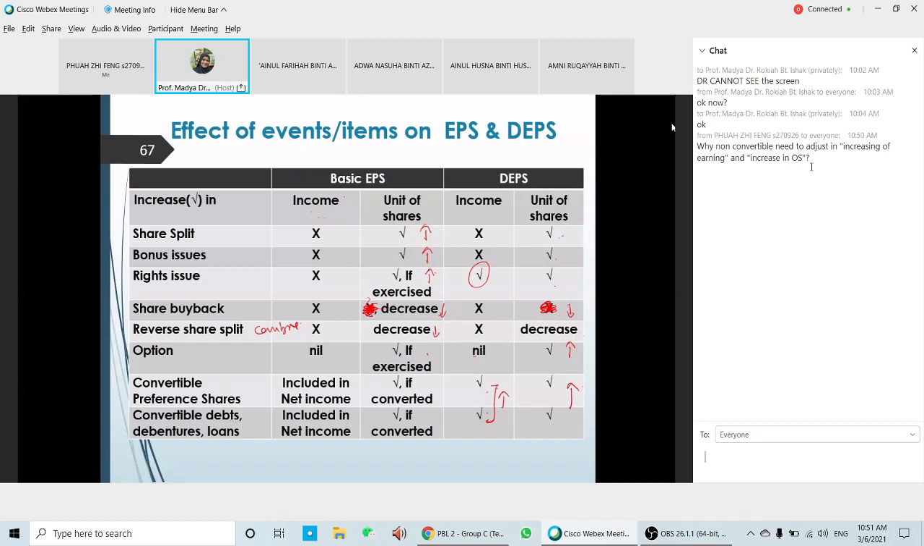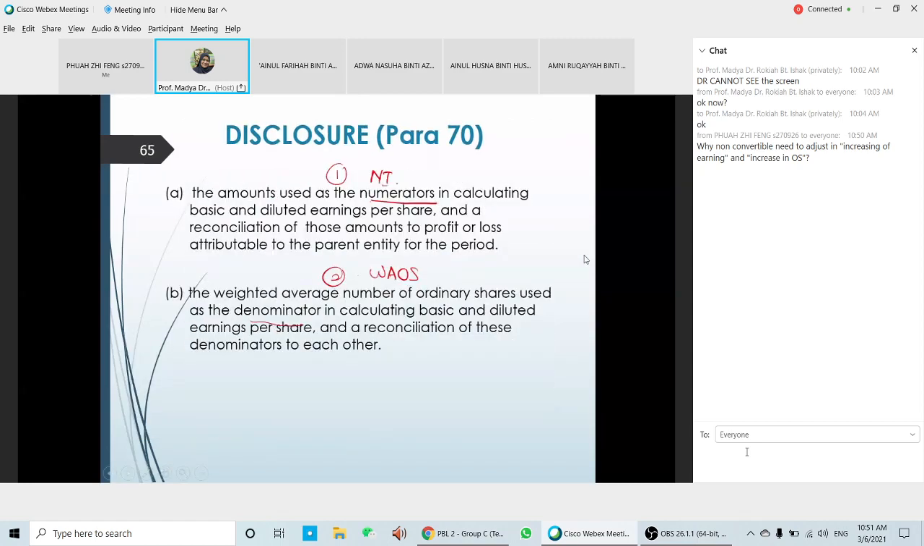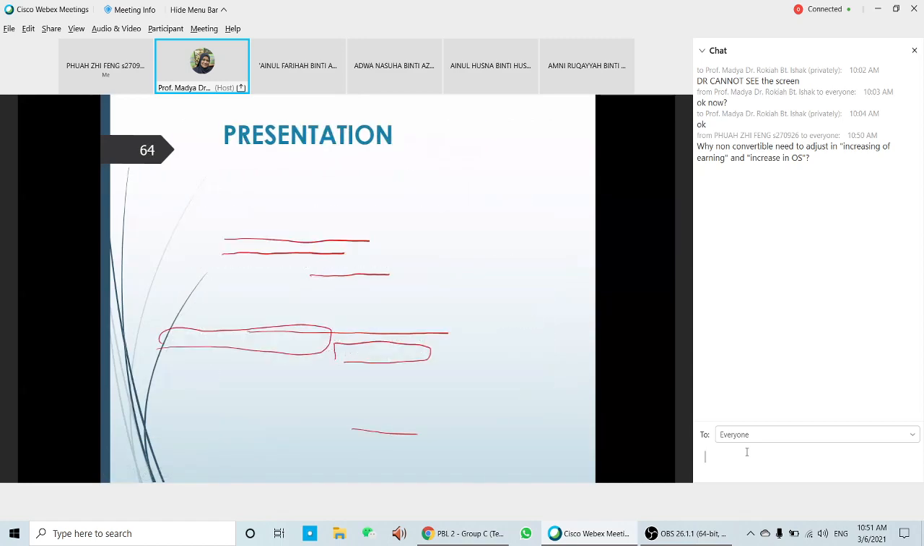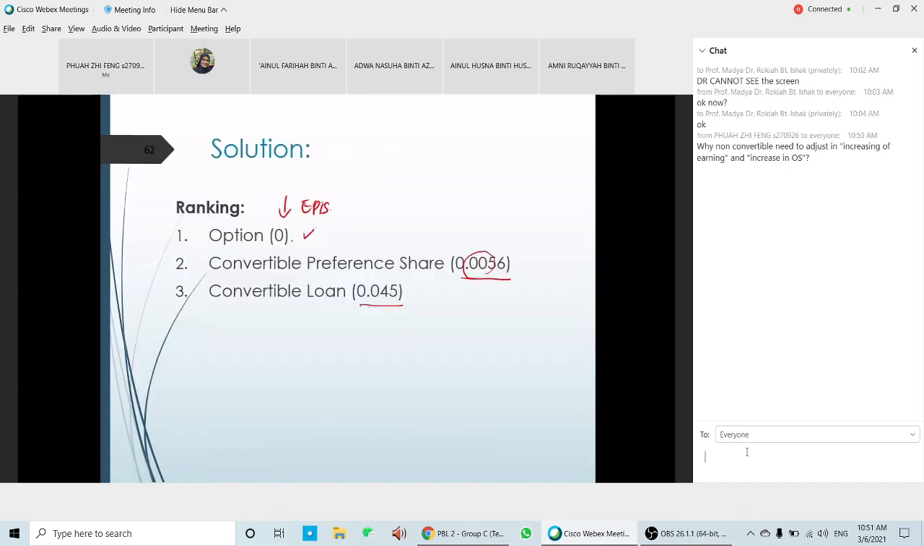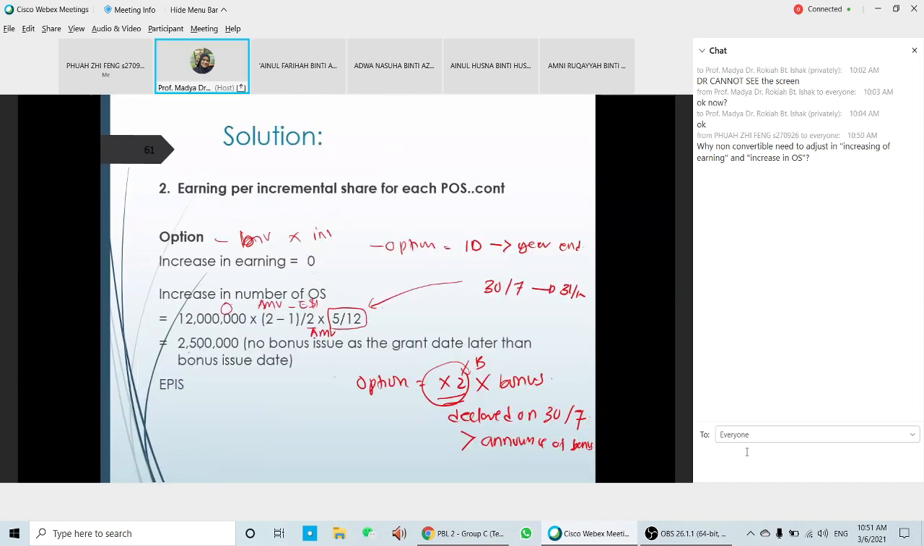Which one? Not convert, just increase in earning. Now you imagine, yeah? For the diluted earning per share, we try to imagine what happens if we convert. So we refer back to these examples, because diluted here is only imagination.